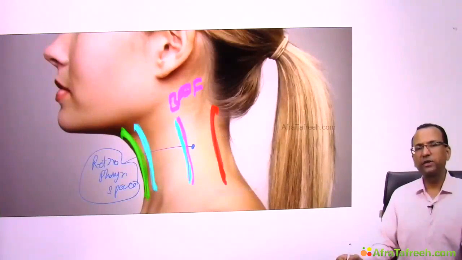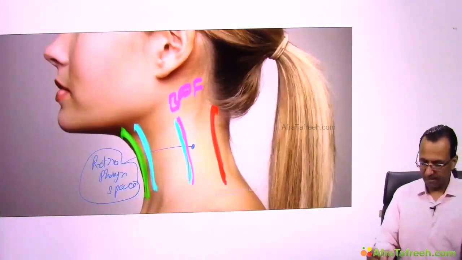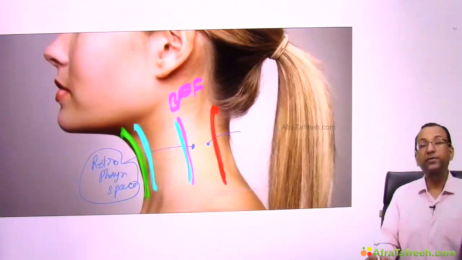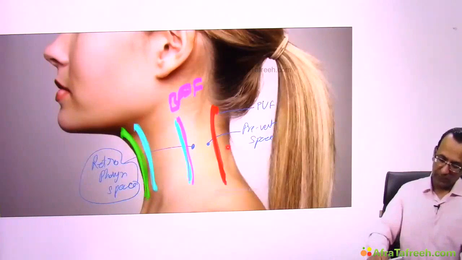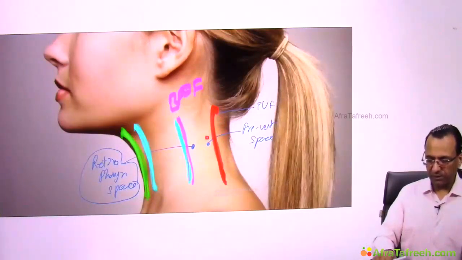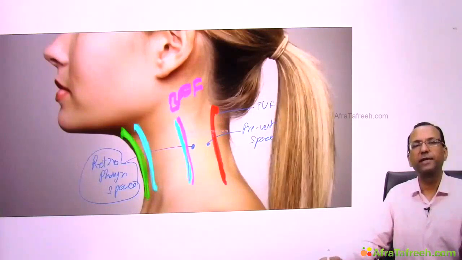And what is in front of the prevertebral fascia is called the prevertebral space. Actually, vertebra will be covered by the prevertebral fascia, and in front of that is the prevertebral space. Now there is a third space which is called danger space.